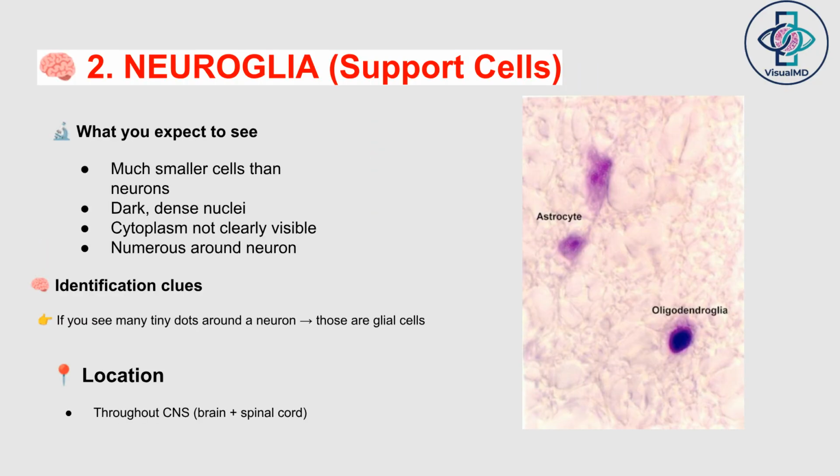Next are neuroglia, or support cells. They are much smaller than neurons, with dark, dense nuclei and cytoplasm that isn't clearly visible. They are numerous around neurons. If you see many tiny dots surrounding a neuron, those are glial cells. They are located throughout the central nervous system.